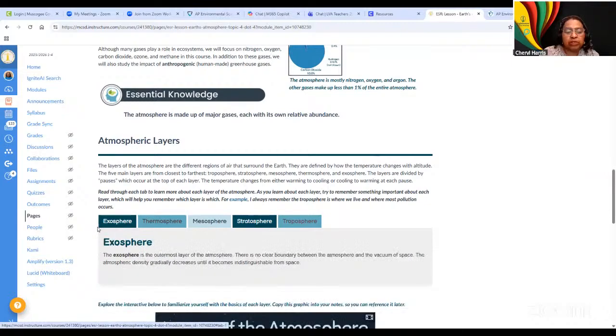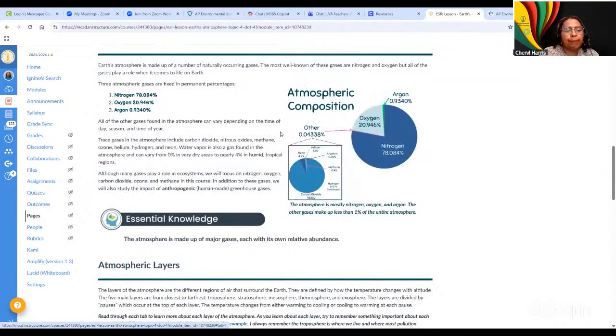All right, so it may seem like they have this backwards, but what they've done is gone from outermost layer to innermost layer. Know the composition of the atmosphere. This is important.